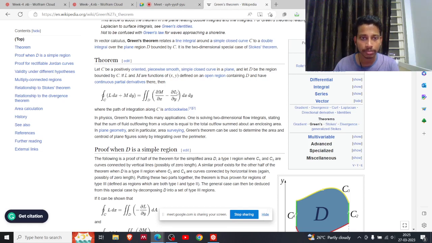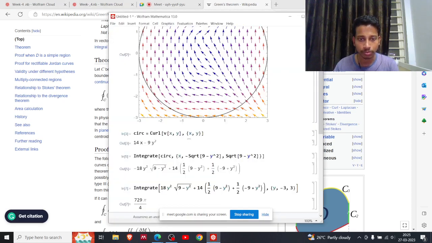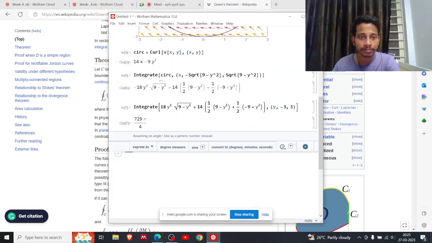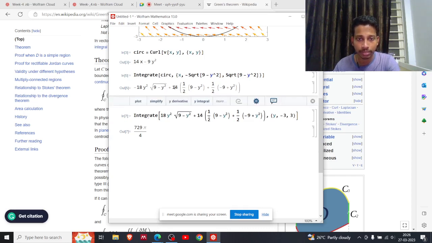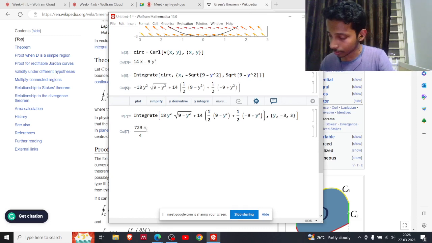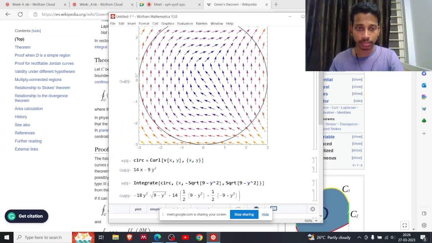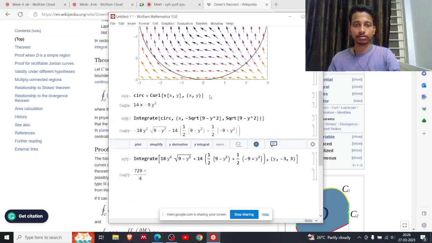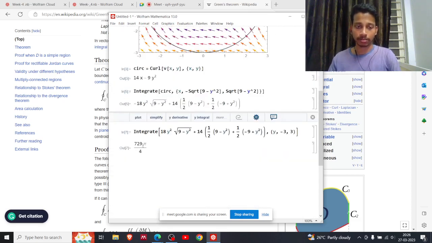So basically the curl gives us this part, then we have to integrate over dx and dy, so there will be two integrations. The two integrations are done in two steps: integrate x from minus square root of 9 minus y square to square root of 9 minus y square, so we'll get this one, and then we integrate this with respect to y, with limits minus 3 to 3, and we'll get 7 times 9 pi by 4. So basically we are doing the integration inside this circle, so then we get this 7 times 9 pi by 4.